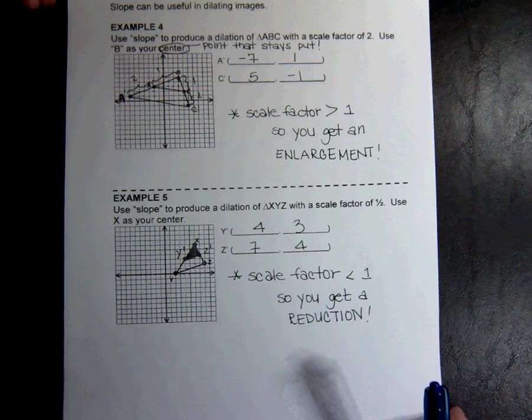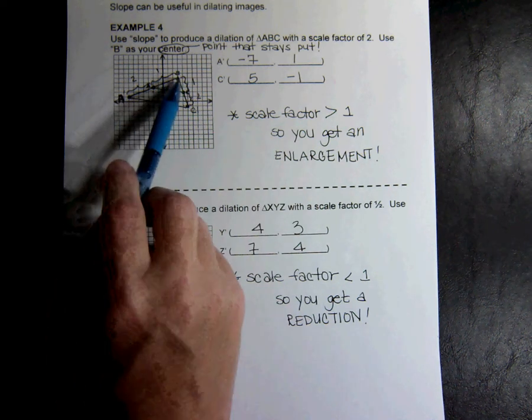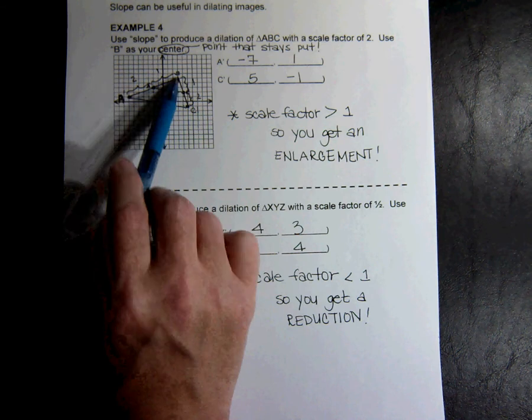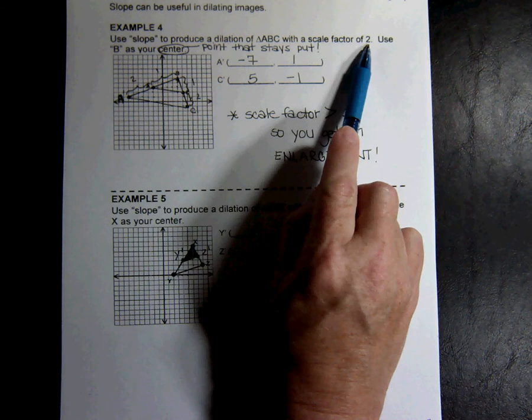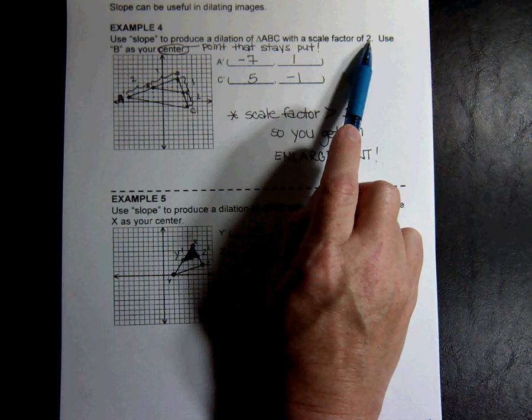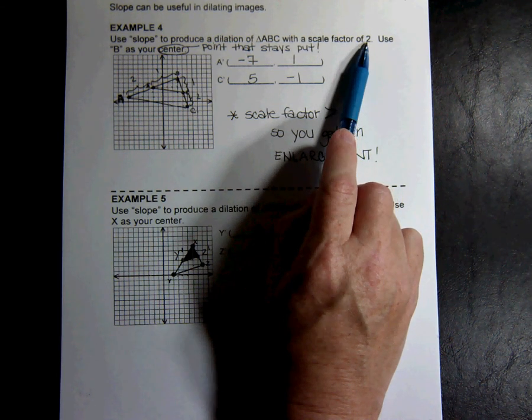Okay, so the slope can be useful when you're trying to dilate a figure. In this one, we use slope to produce a dilation of triangle ABC with a scale factor of 2. Use B as the center. So if B is the center and I'm moving out this way and this way, I'm going to make this triangle twice as big, because the scale factor is to multiply my points by 2. Well, the easiest way to show this is using slope.